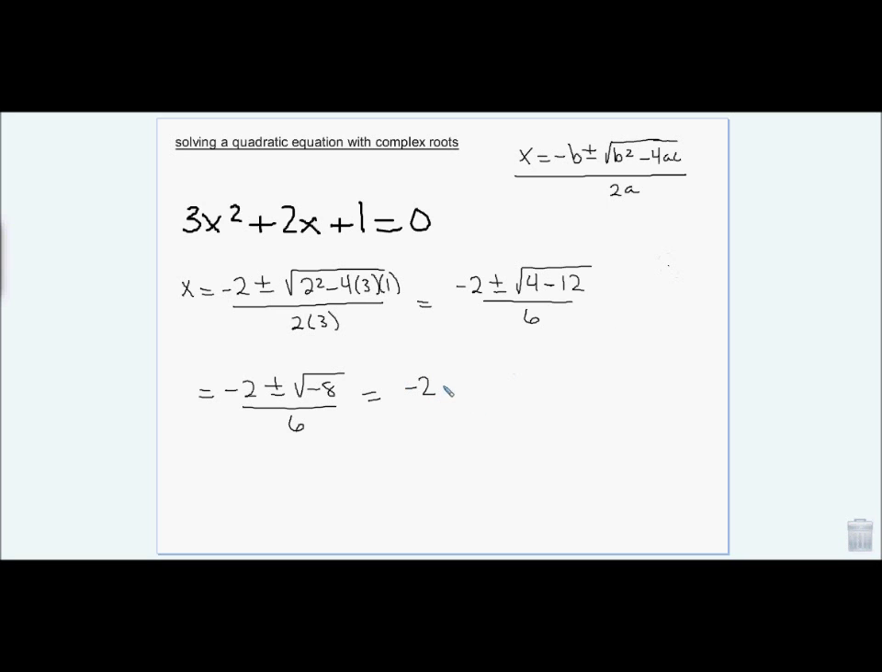8 is 2 times 4, so that's going to give me 2i times the square root of 2, because if I have negative 8, I can take that 4 out, and then the i for the negative, and my 2 gets left behind. This is over 6. All of these will divide by 2, so I'm left with negative 1 plus or minus i times the square root of 2 over 3.